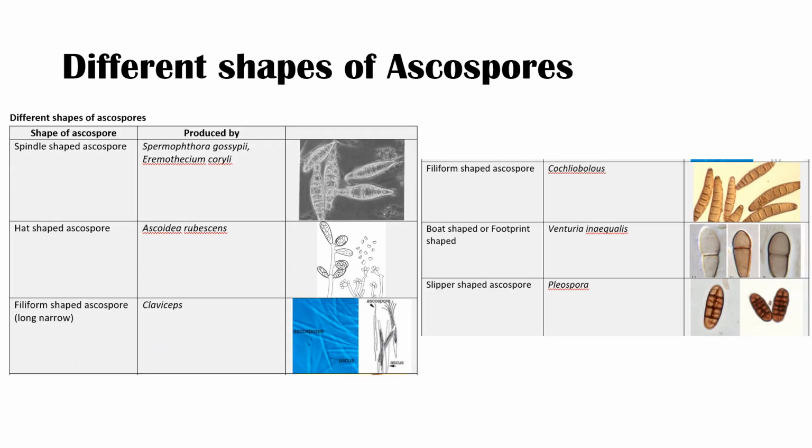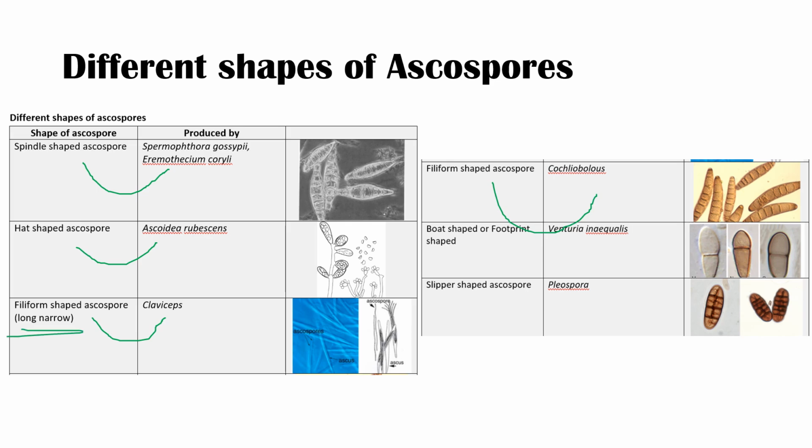So the next one is different shapes of ascospores. Now we will see. Spindle shaped ascospore is produced by Spermoptera gossypi and Eremothysium cori. Hat shaped ascospore is produced by Ascardia rubensis. Piliform shaped ascospore is produced by Claviceps. One more pathogen that produces piliform shaped ascospore is Cochleobolus.